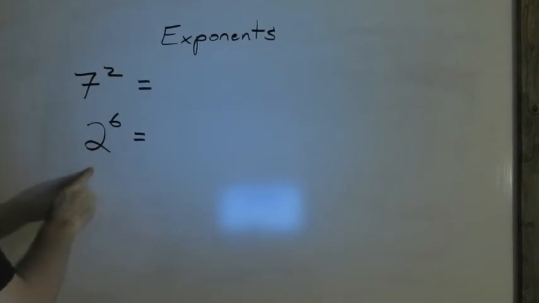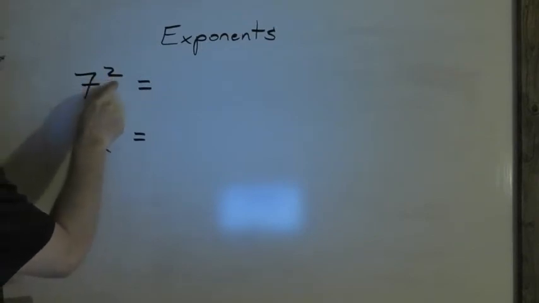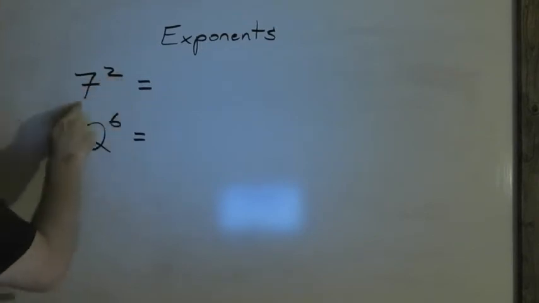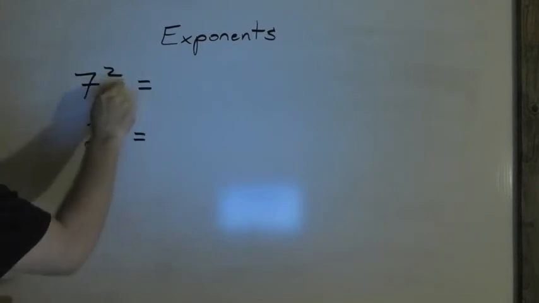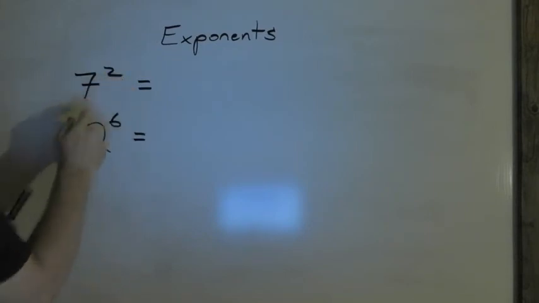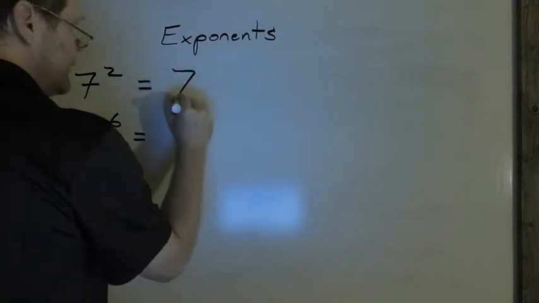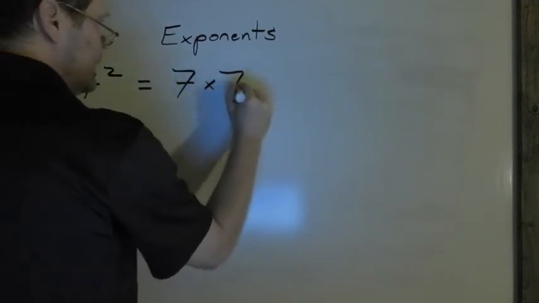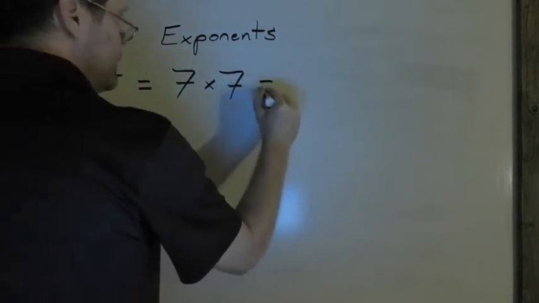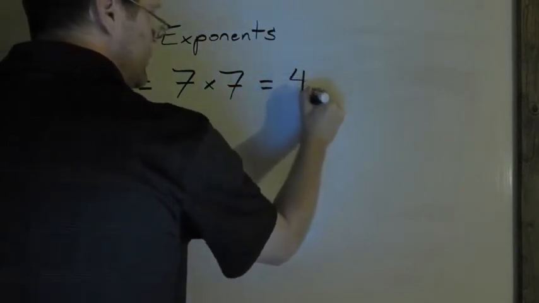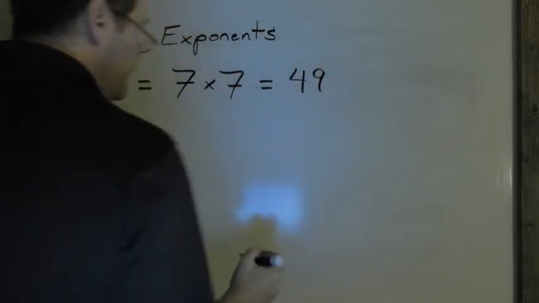Alright, so a couple questions up here. 7 to the second power. 7 to the second power. How do we work with that? Well, this is 7 times 7 is equal to 49.